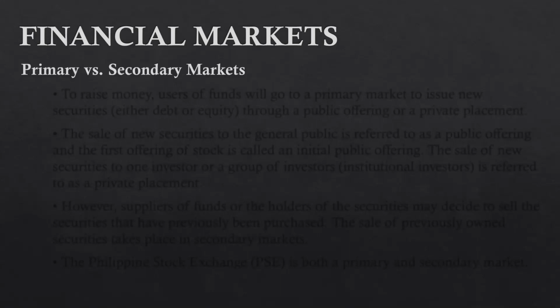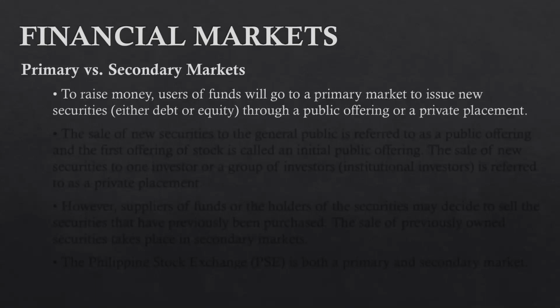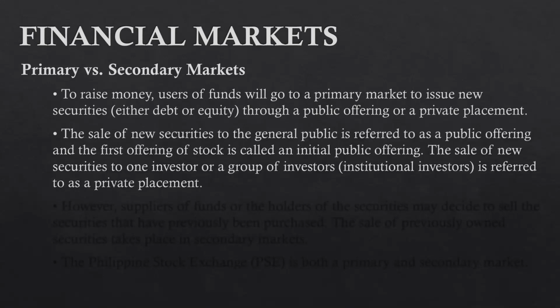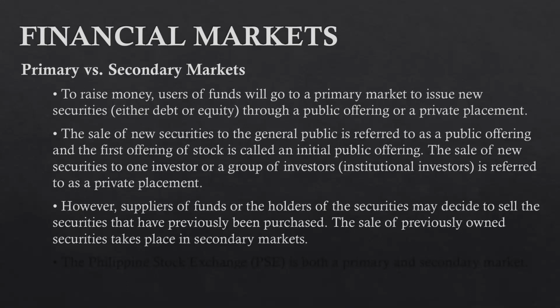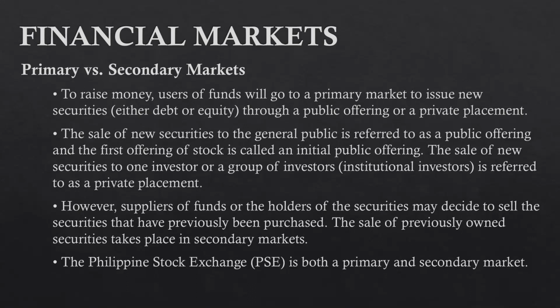So we can call financial markets in several terms. We can call them a primary market or a secondary market. To raise money, users of funds will go to a primary market to issue new securities through a public offering or a private placement. The sale of new securities to the general public is referred to as a public offering, and the first offering of stock is called an initial public offering. However, suppliers of funds or the holders of the securities may decide to sell the securities that have been previously purchased. The sale takes place in secondary markets, like the Philippine Stock Exchange.